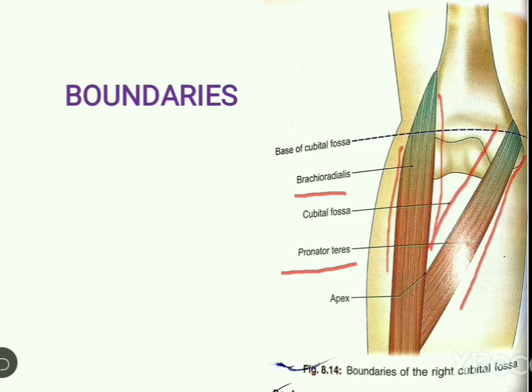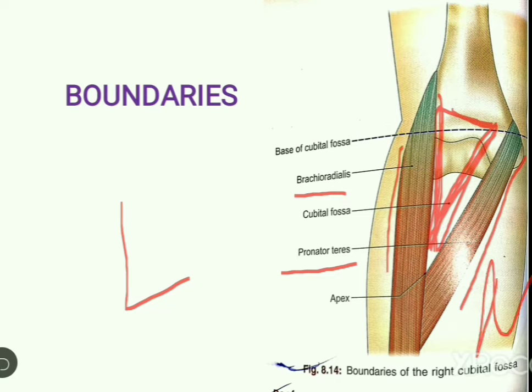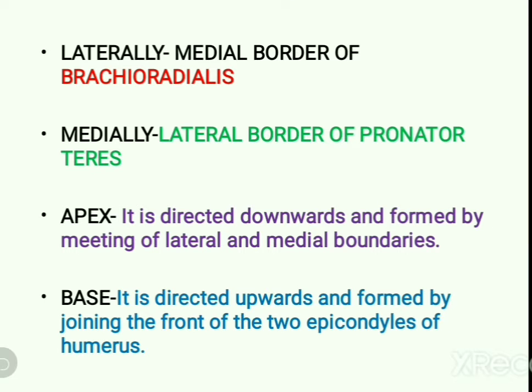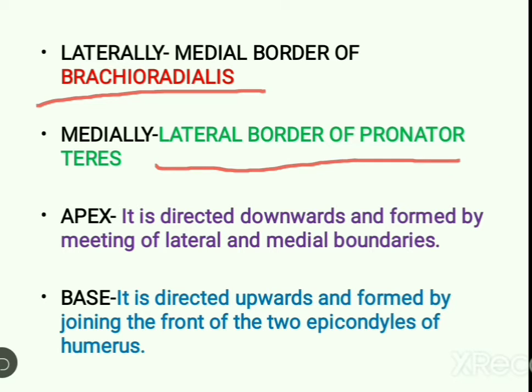this is the medial border of the pronator teres muscle. So we can see that the medial border of the brachioradialis muscle and the lateral border of the pronator teres muscle will form the lateral and the medial boundaries of the cubital fossa. Let's not confuse this. The cubital fossa is bounded laterally by the medial border of the brachioradialis muscle and it is medially bounded by the lateral border of the pronator teres muscle.